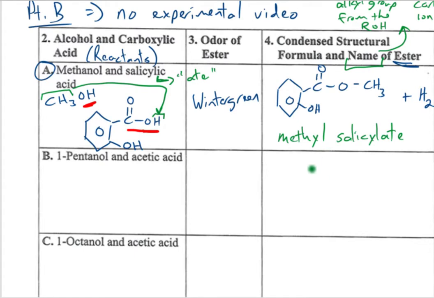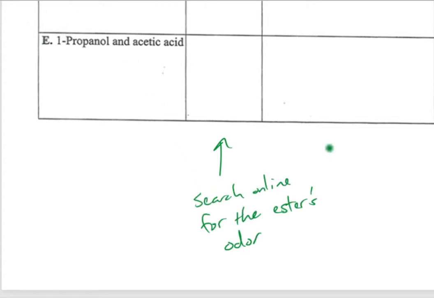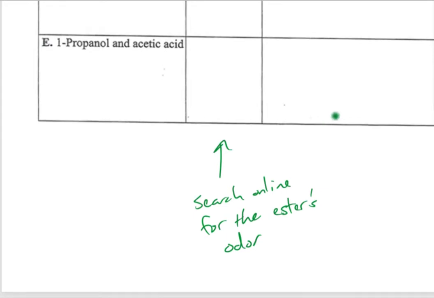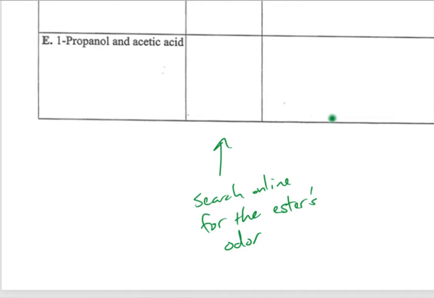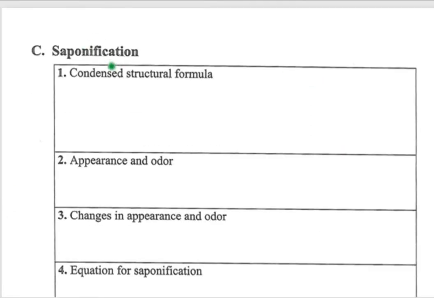And then what you can do is that once you've identified what ester is formed, just Google that ester and you'll see what odor it's responsible for. So for this column, the observation, just find it online. And again, there's no experimental part here, so there's no video. But now for part C, we do have a video for the saponification. And of course, we'll see that in just a minute.